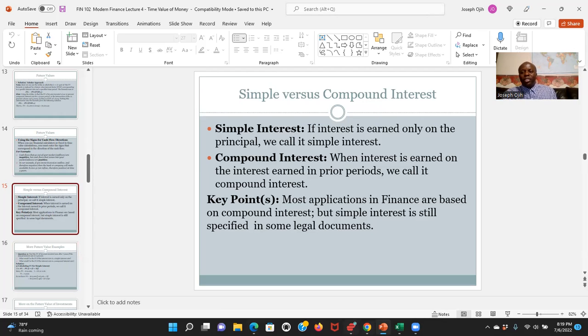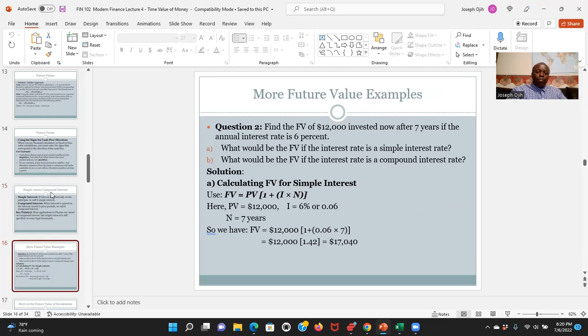Compound interest tends to be larger than simple interest. Unfortunately, most of the applications in finance are based on compound interest. But for legal documents, sometimes we use a simple interest. Let's look at an example. Look at this question here.